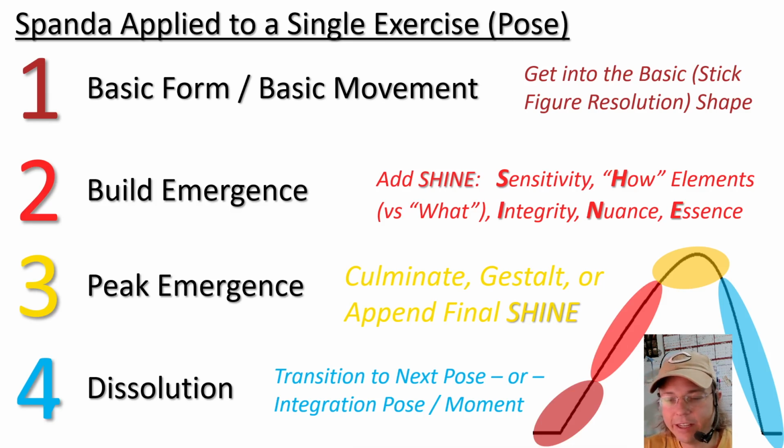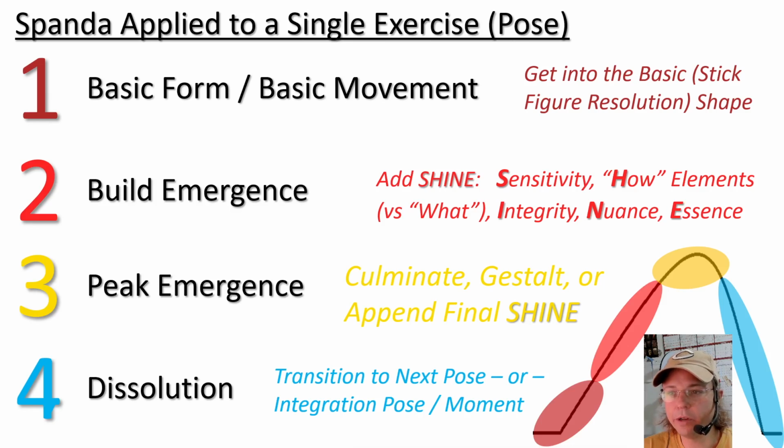And shine was a happy accident of an acronym that came about as I was playing with this. But what that is, right, you're adding this sense of life to the pose, this sense of light coming out in the pose. And so you're adding shine. And shine is also an acronym for the types of elements that we look for to build that emergence, which are S for sensitivity. Sensitivity, you'll recall, is the capacity to perceive greater and greater nuance without reactivity. It is the how elements of the pose.